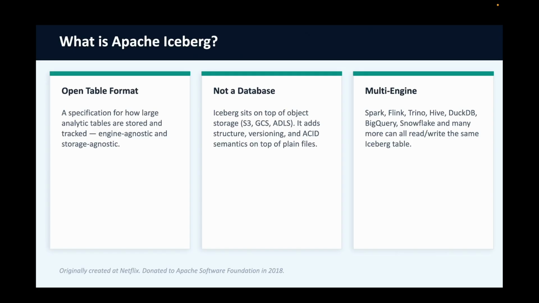Multi-engine support. Engines such as Spark, Flink, Trino, BigQuery, Snowflake, and many other catalogs such as Unity Catalog can all read and write the same Iceberg table. So in a nutshell, Apache Iceberg is an open table format that supports interoperability, which means no vendor lock-in. It can be queried through multiple engines, which support Iceberg REST catalog.